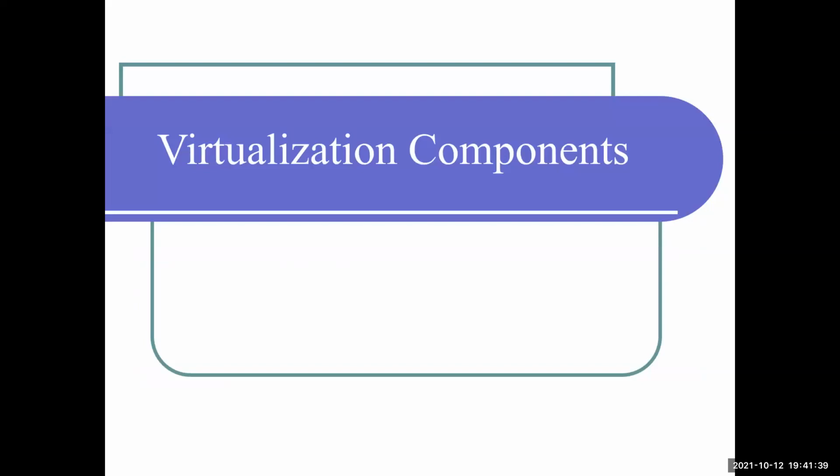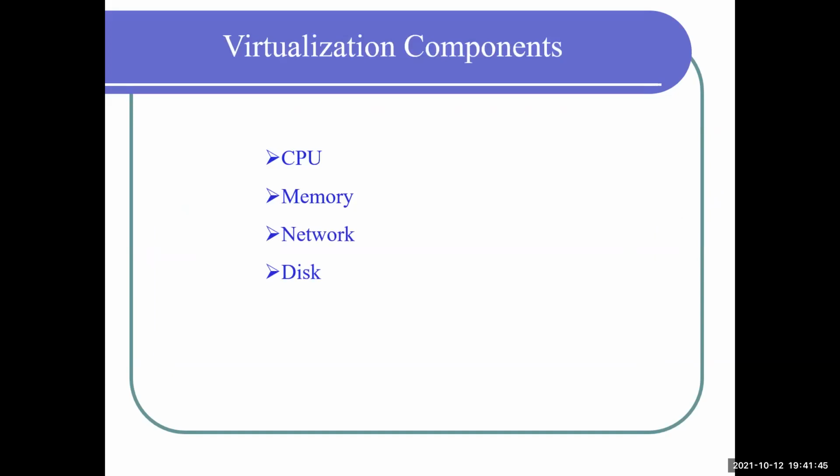Okay, so when we speak about virtualization, there are four important components that are considered in virtualization. That is the CPU, the RAM, the network, and the disk. These are the four major components, and based on the functionality of these four components, virtualization works. And nearly all the products, whether a Microsoft product, a VMware product, a Citrix product, or any hypervisor product, consider these four components.